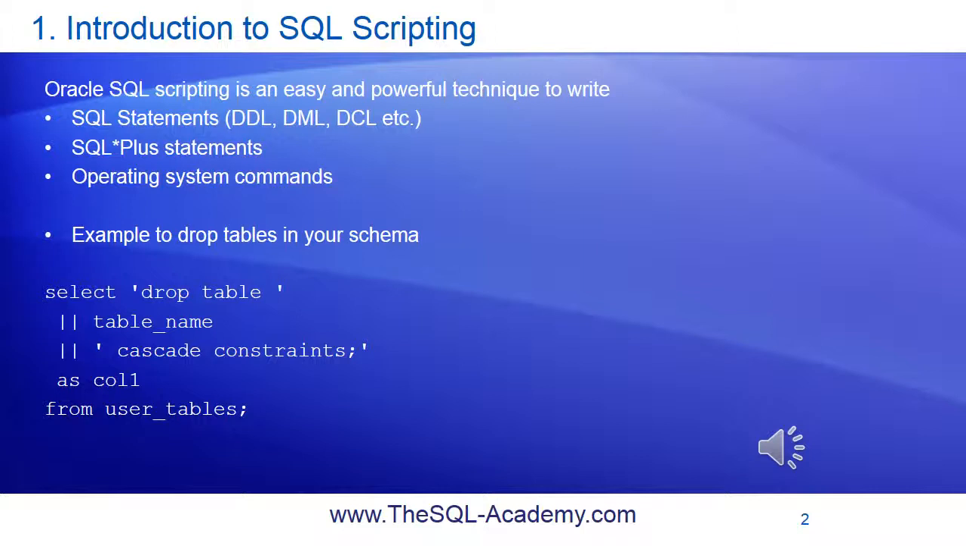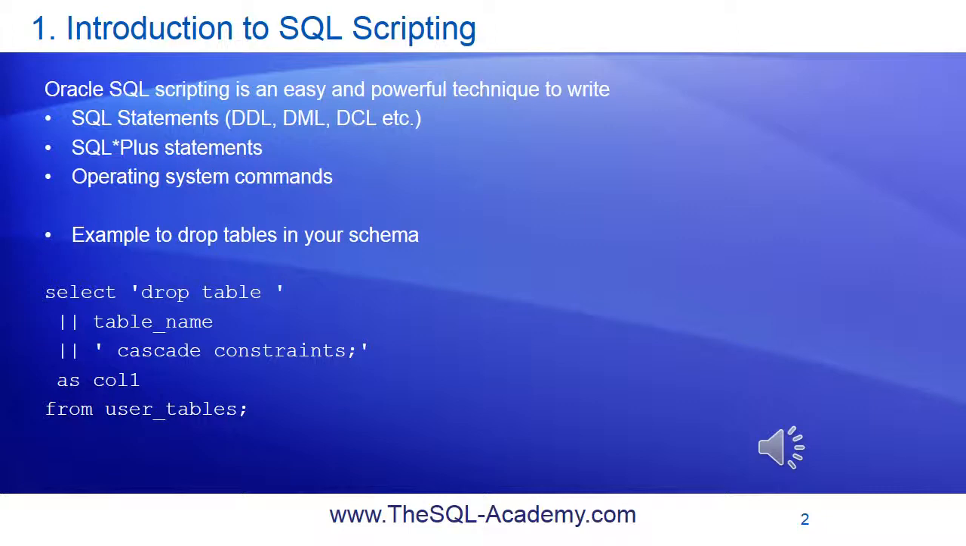Let me give you a simple example. Let's say we want to drop all the tables in our schema. What we can do is type in the drop table, table name, cascade constraints command for all the table names. However, typing table names for a lot of tables can be cumbersome, time consuming, and error prone too. So that's where SQL scripting comes into the picture. It will help us out.